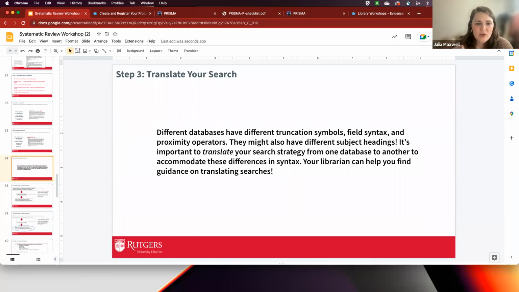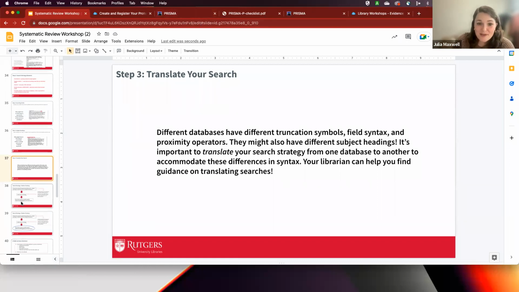So does everyone know what MeSH is from PubMed? Maybe, no. MeSH is an example of a big subject heading thesaurus, but only certain databases use it. So if they don't use MeSH, you have to find a different database thesaurus. Again, happy to help with guidance on this part. And this is something we'll talk about in that search strategy workshop as well.